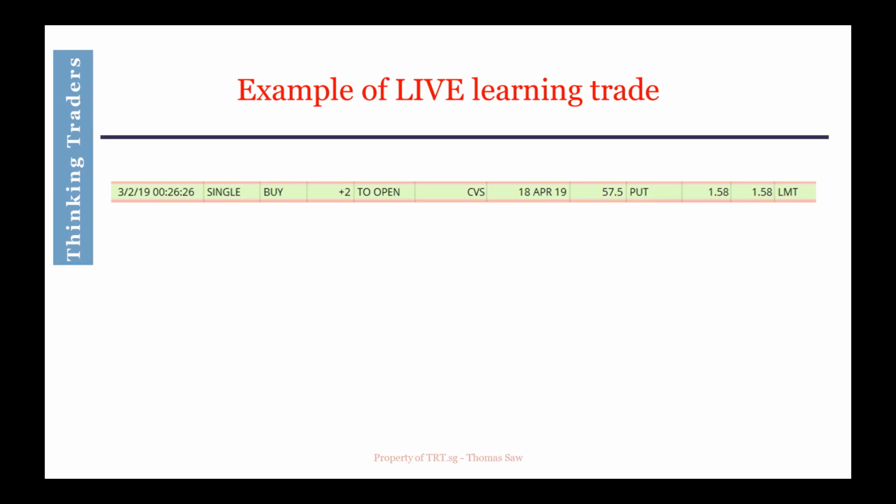Currently, whatever I trade is semi-automatic. I don't believe in robots. I don't believe in EAs. So 18th of April, 57.50 put, cost me 158. What time did I enter? I entered at 12:30 on 2nd of March.